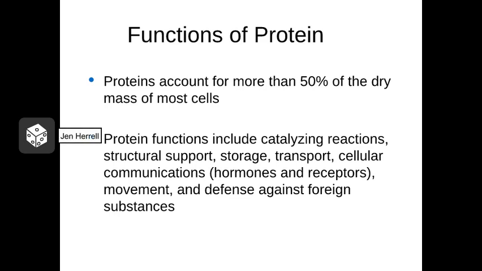So proteins are extremely abundant in every single type of cell. If you took a cell and you dried it out, you dehydrated it, you'd find that 50% of the dry stuff that was left over was made only of protein.